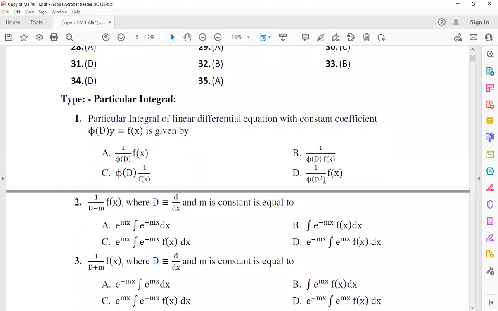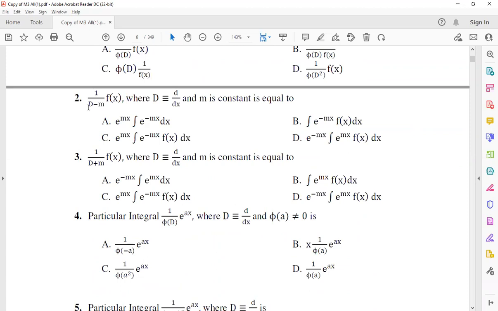Okay, then type 2 started, that is the particular integral. So the particular integral is defined as, which one is correct? A. A is correct. 1 upon f of D into f of x. Where do we use this? Is there any method? Inside, outside. But that method's name is the general method. Perfect. It is a general method.